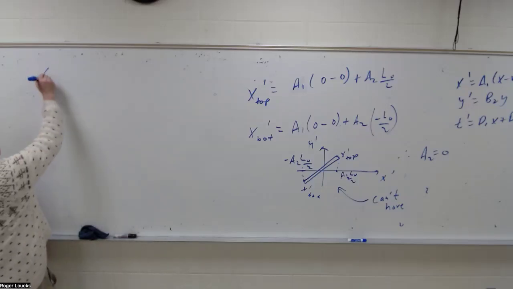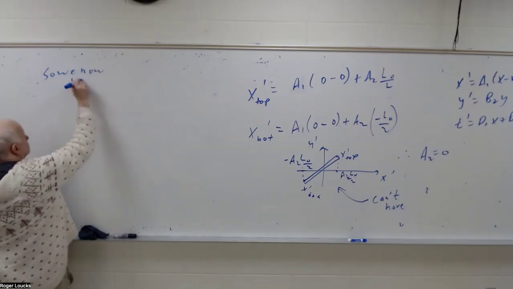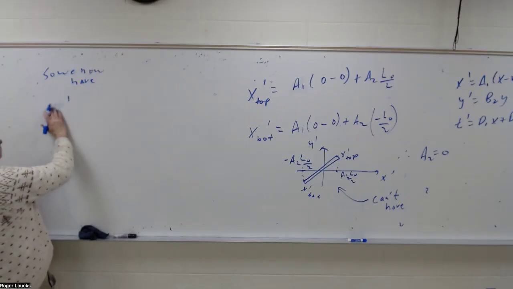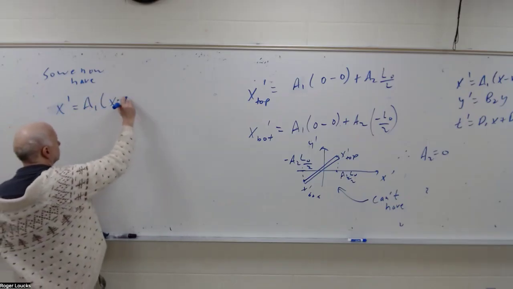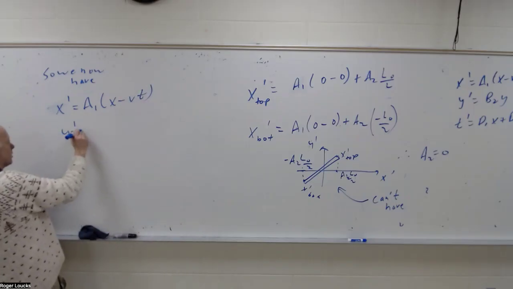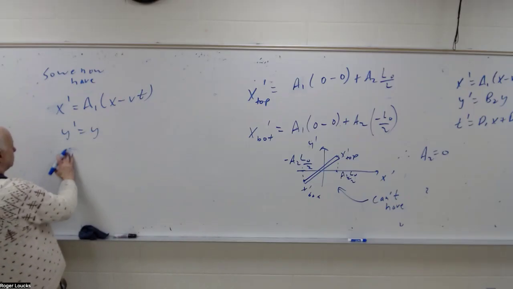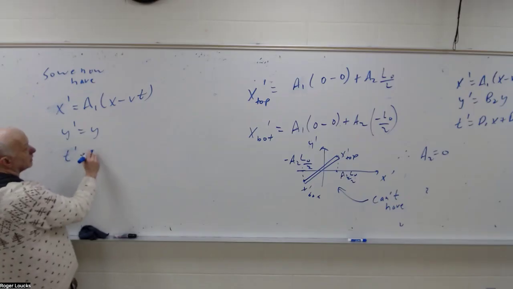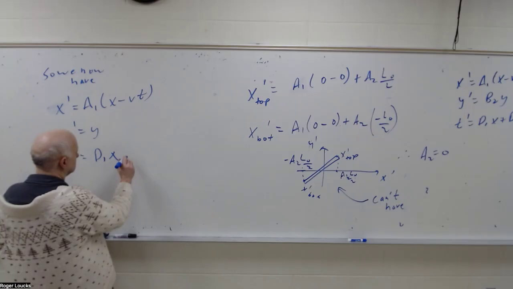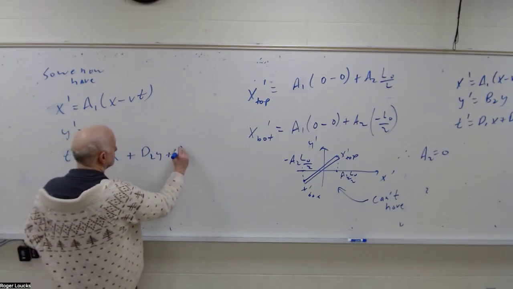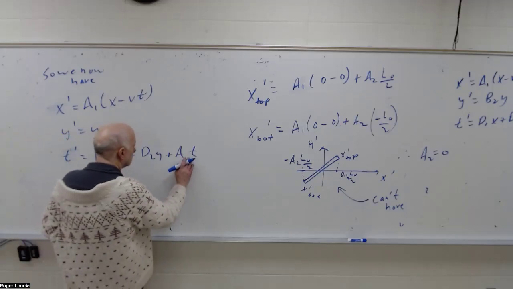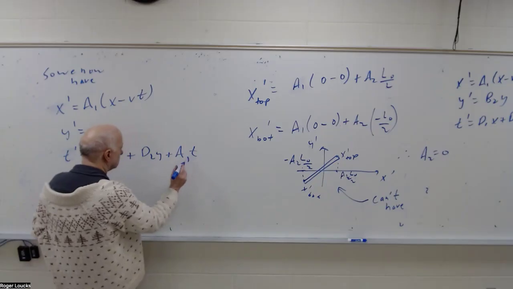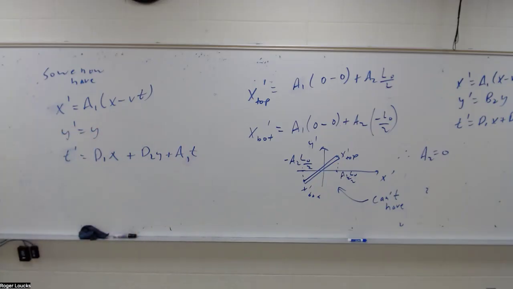So now I have x prime equals a1 x minus vt, y prime equals y, and our t prime equals d1x plus d2y plus a1t. Okay, does that make sense? Now we want to kill D2.